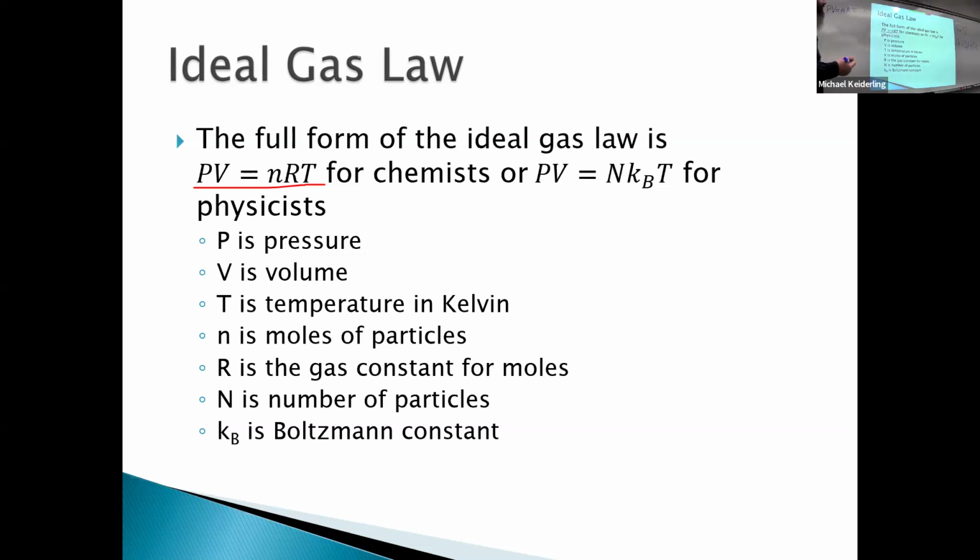There's also a version that physicists tend to use, which is PV equals big N, which is the number of molecules, times Boltzmann's constant times temperature, because Boltzmann's constant times temperature is kind of a measure of the average energy of molecules, so physicists like to use that. But this is the one that gets used more often. I just wanted you to be familiar with it. You're not going to actually ever have to use it in this class, but if you take a chemistry course, you will learn this equation.